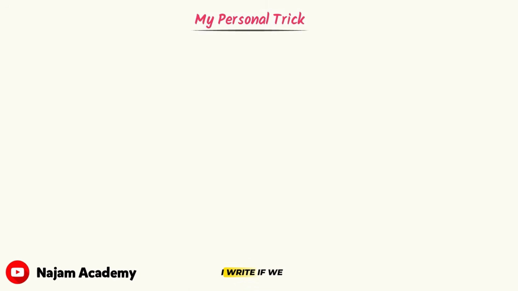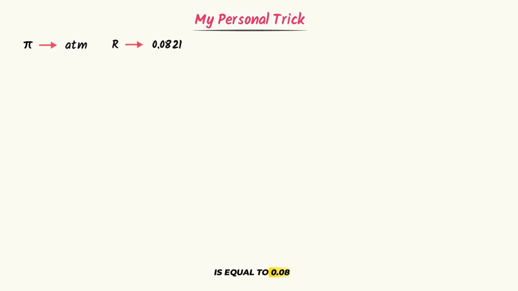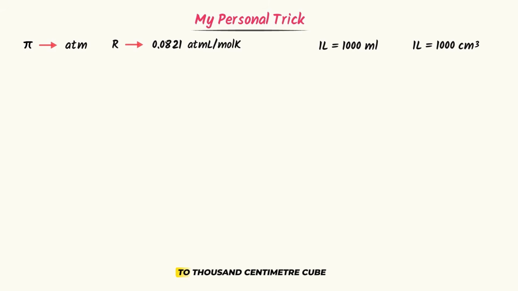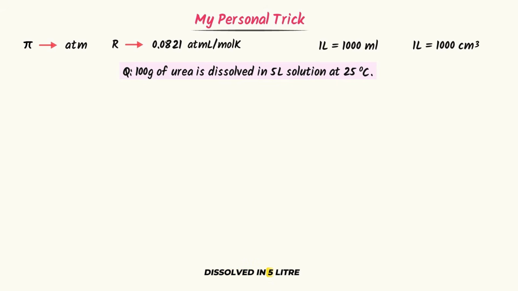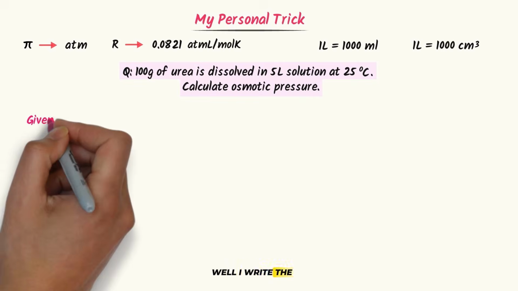First of all, I write if we calculate the value of pi in atmosphere, then we will use R equal to 0.0821 atmosphere liter per mole per Kelvin. Secondly, 1 liter is equal to 1000 milliliter, or 1 liter is equal to 1000 centimeter cubed. This is all you need to remember. Consider this numerical problem. 100 gram urea is dissolved in 5 liter solution at 25 degrees centigrade. Calculate osmotic pressure. Well, I write the given data.